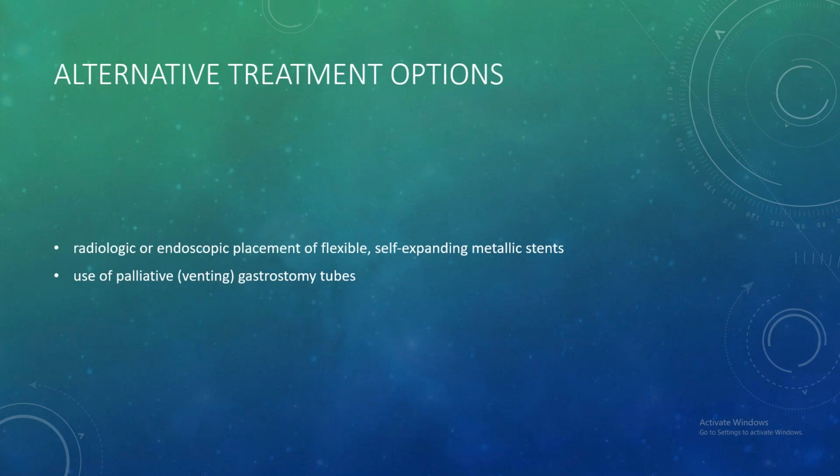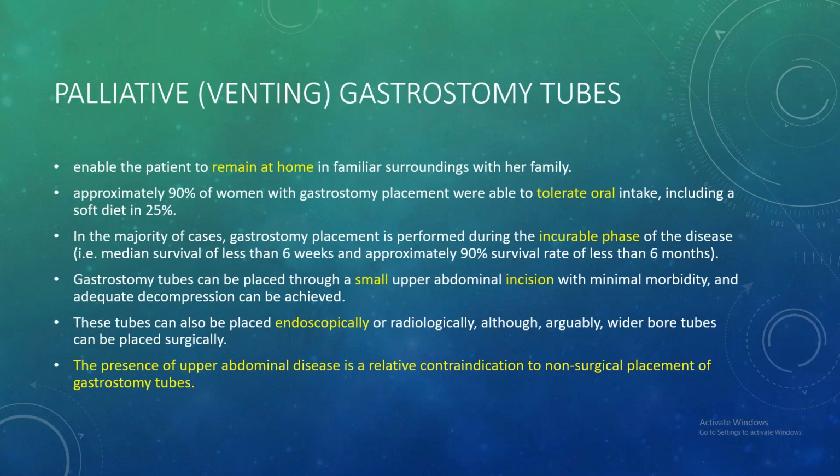And what are these alternative options? Either radiologic or endoscopic placement of self-expanding metallic stents, or palliative gastrostomy tubes. Now they have given something in detail regarding these palliative or venting gastrostomy tubes. These tubes will enable the patient to remain at home in familiar surroundings with her family. Approximately 90% of women will tolerate oral intake. Also, a soft diet is tolerated in around 25%.